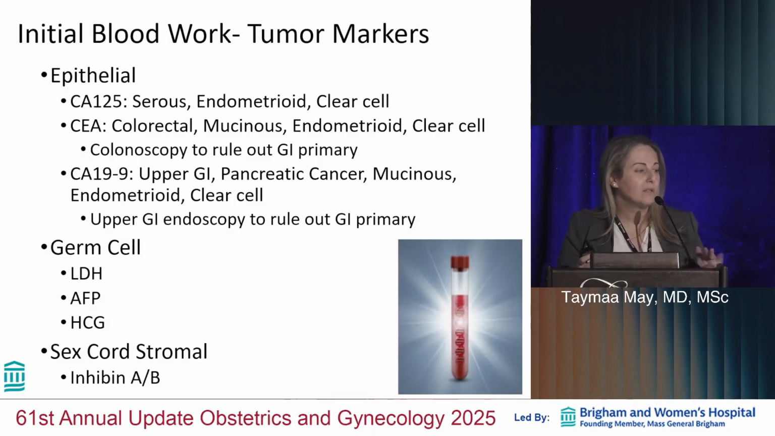Germ cells, of course, anything that can be high in pregnancy would be high in germ cell tumors, so LDH, AFP, and HCG are the markers we look for, and for sex cord stromal tumors, inhibin A and B, often for granulosa cell tumors.